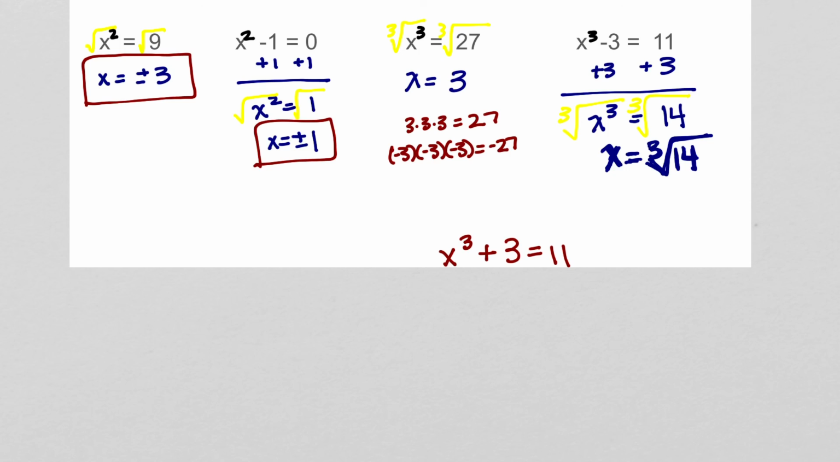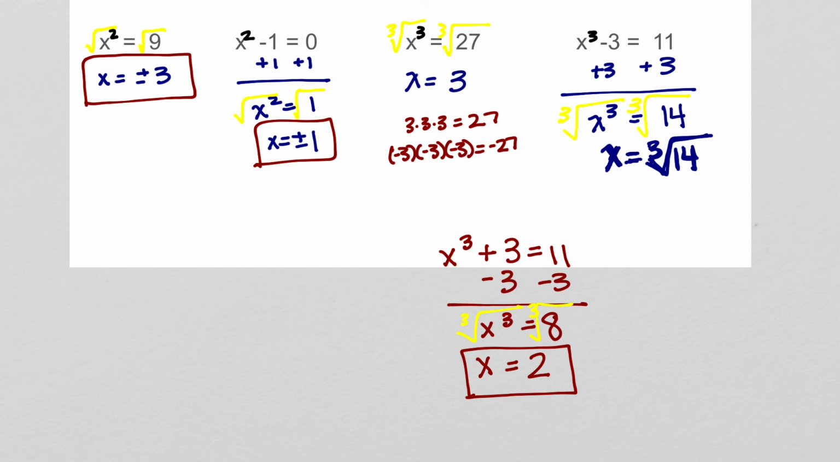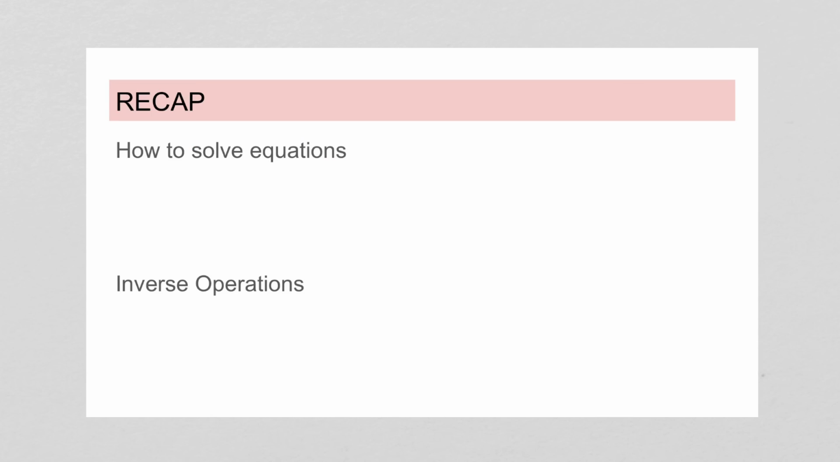But if I had done x to the third plus 3 equals 11, what steps would I have taken? I would have subtracted 3, which would have left me with x to the third equals 8. And then when I take the cube root of both sides, the cube root of x to the third is just x, and the cube root of 8 is 2. So that one gave me a nice, neat, and pretty answer. So let's wrap this up.